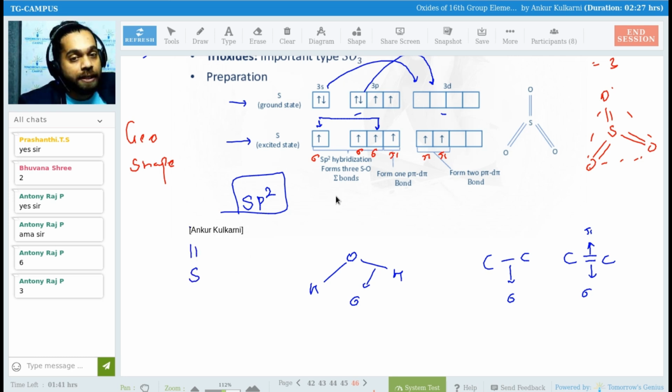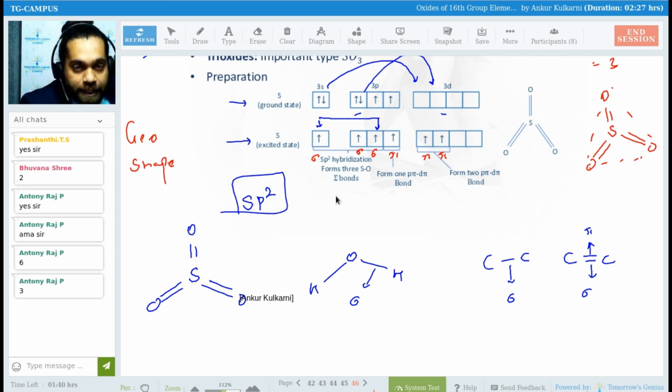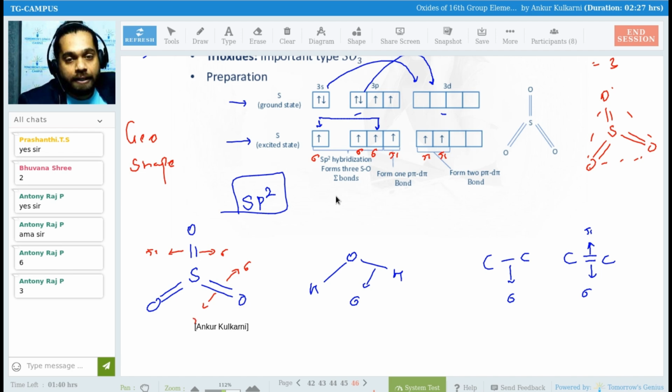So here SO3 is something like this: oxygen, oxygen, oxygen. Each sulfur and oxygen contain a double bond. So one is a sigma, one is a pi. One is a sigma, one is a pi. Anthony, are you getting it?